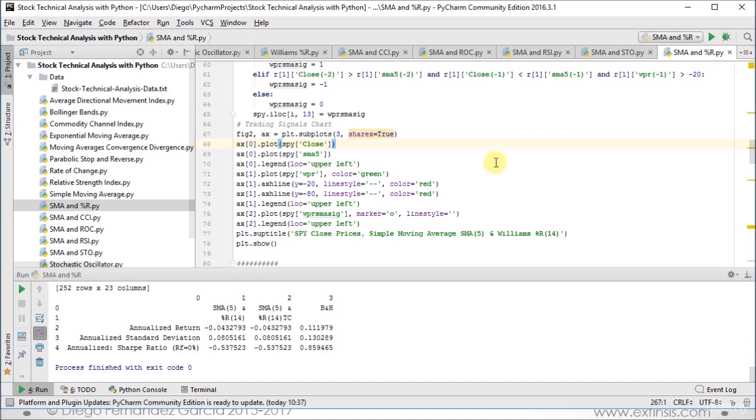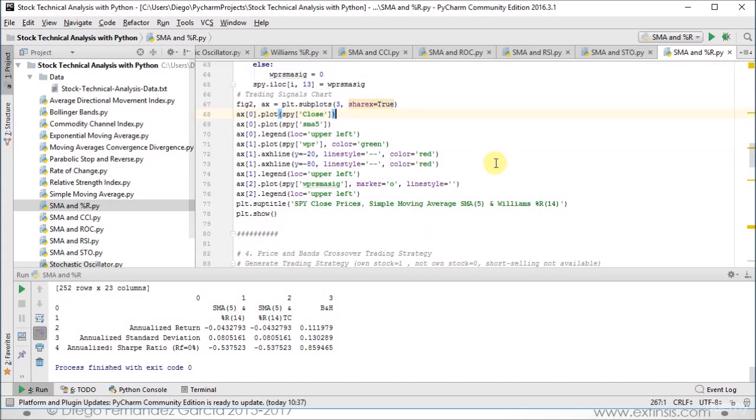So now it's time to continue with our following section. Now that we studied trading signals, we need to see how these trading signals generate their corresponding trading strategies, and that is going to be our following objective.